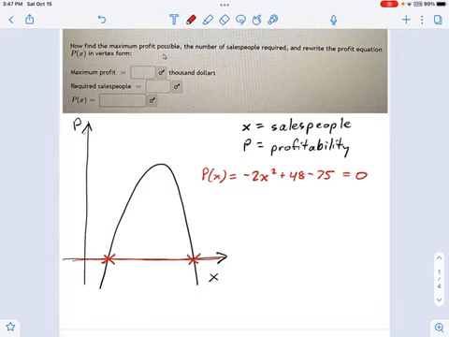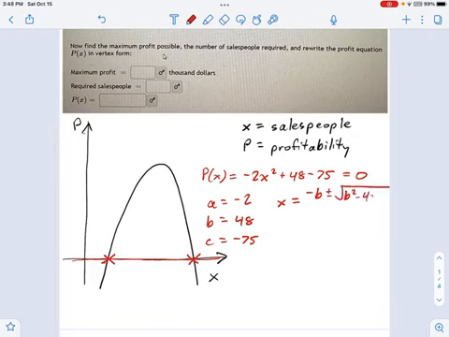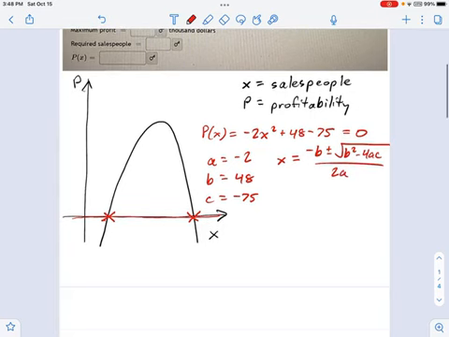So the way you solve this is using the quadratic formula, right? I'm going to say A equals negative 2, B equals 48, and C equals negative 75. So we just put that into this guy. X equals negative B plus or minus square root of B squared minus 4AC over 2A. All right, now plug all those things in.